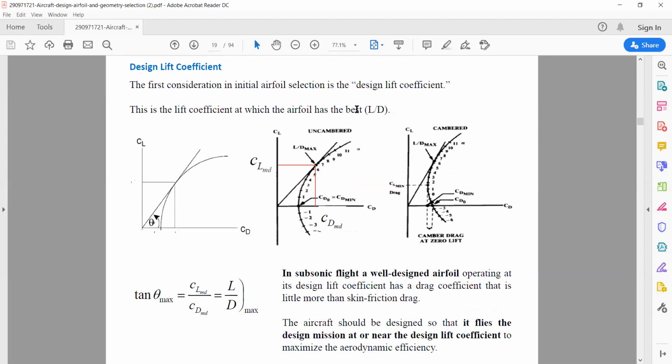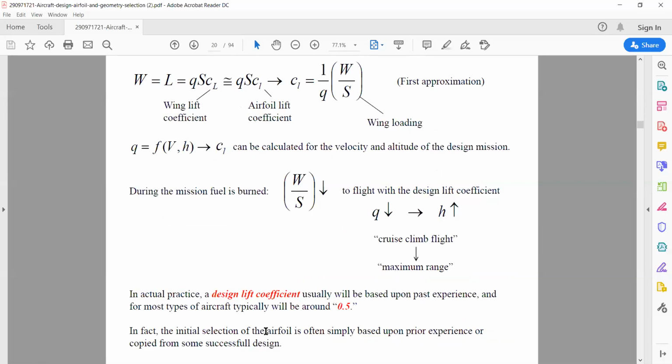First we have to select the design lift coefficient, the best design lift coefficient, for the best L by D. What is this best L by D? That is the region where the minimum drag should be there. This is the point. You can see for different aircraft, camber drag at zero lift depends upon that. Clear? And this tan theta is equal to CLMD by CDMD, that is L by D max.